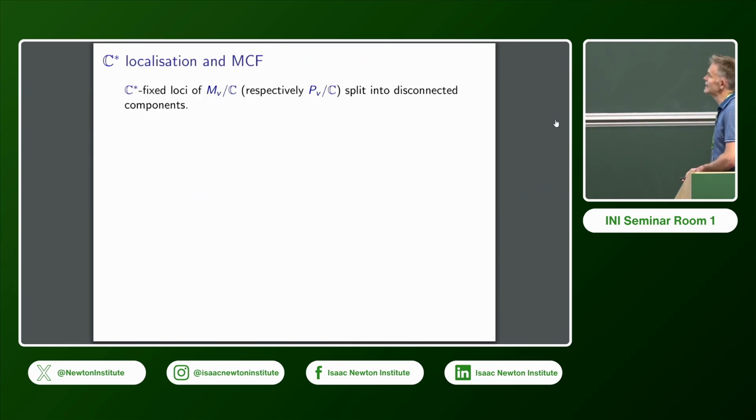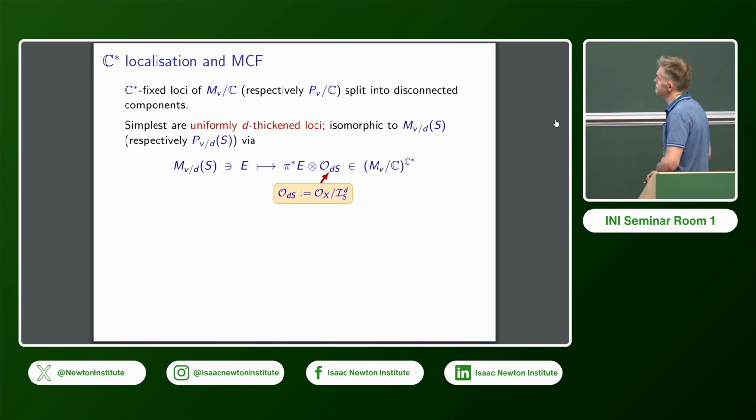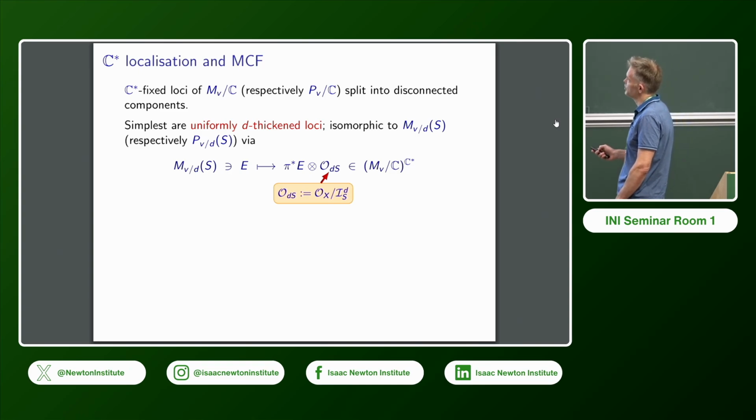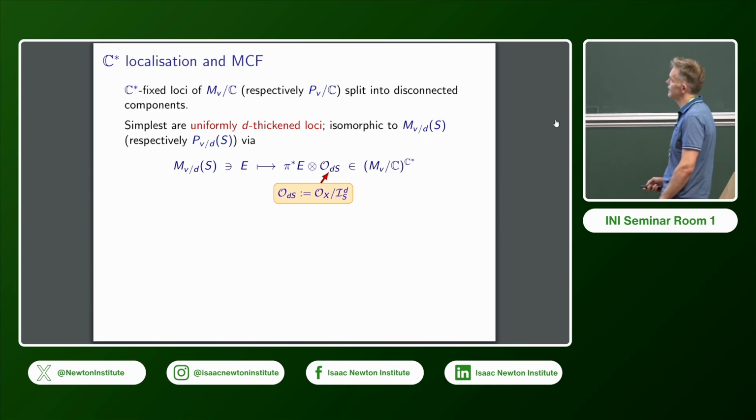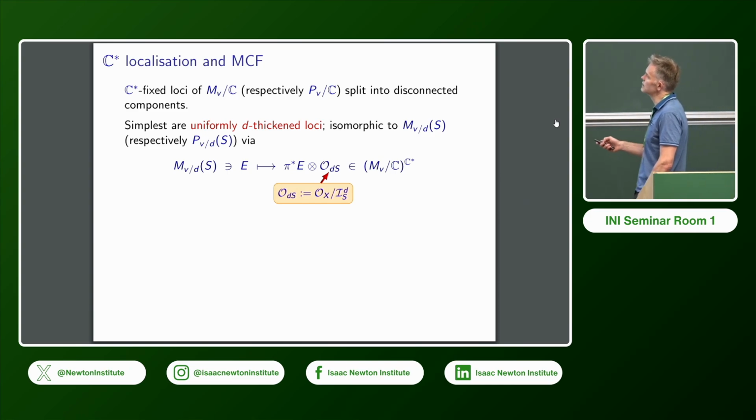All right, so these are well defined, and now we can compute them. So we use C-star localization to produce a multiple cover formula. The simplest C-star fixed locus that we get are these uniformly thickened sheaves. You start with a sheaf on S, you pull it back to X, horizontally in my picture, and then you tensor it with the structure sheaf of D times S, all right? And this gives you a whole component of the C-star fixed locus of the moduli space of sheaves up to translation.